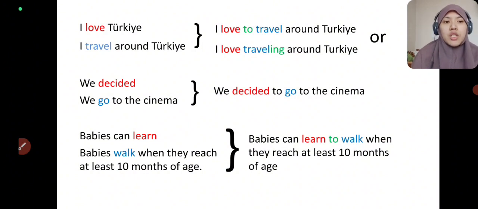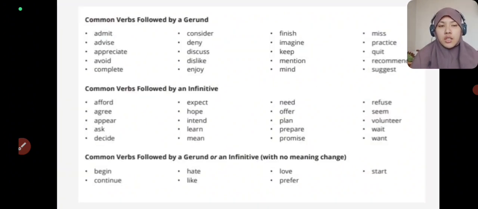Teacher, I'm really confused right now. The first sentence, we are allowed to use either to infinitive or gerund, but why for the second and the third we can only use to infinitive? Okay, now this is the key, because each verb has its own rule.